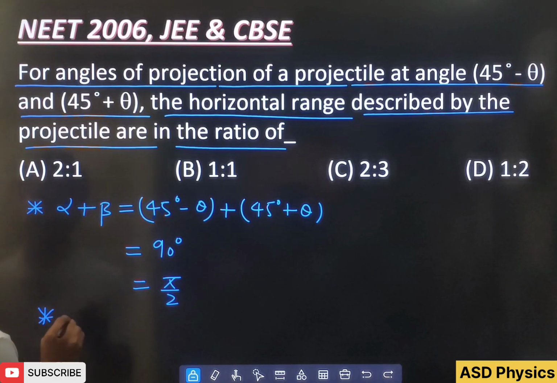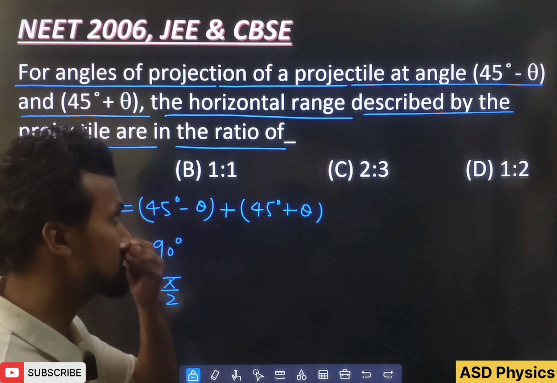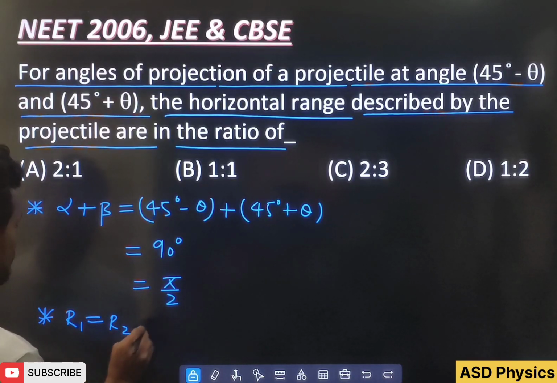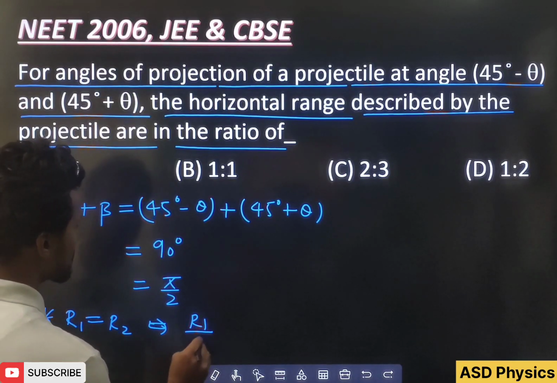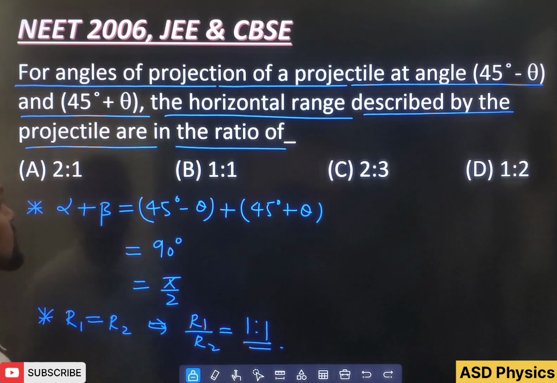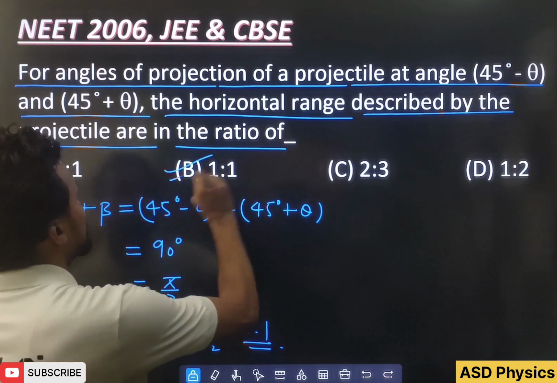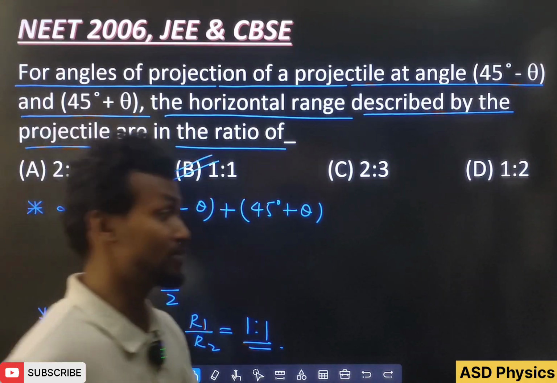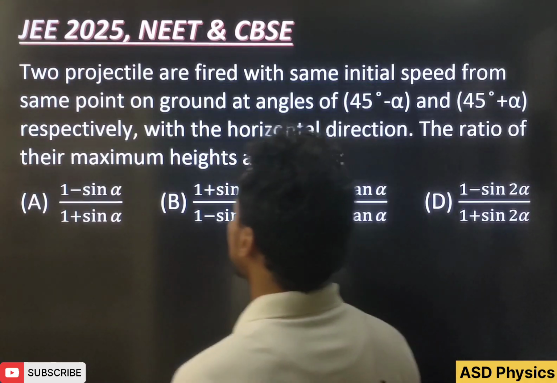So in this situation, again what is happening? Sum of the angles is 90 degree. What will be same? Range will be same. Okay, so I can write R1 equal to R2, or the ratio R1 by R2 will be 1:1. So which option is correct here? The correct option is option B. Remember that, anyhow, speed should be same. Speed should not be different. Okay, great. Next one, let's see.